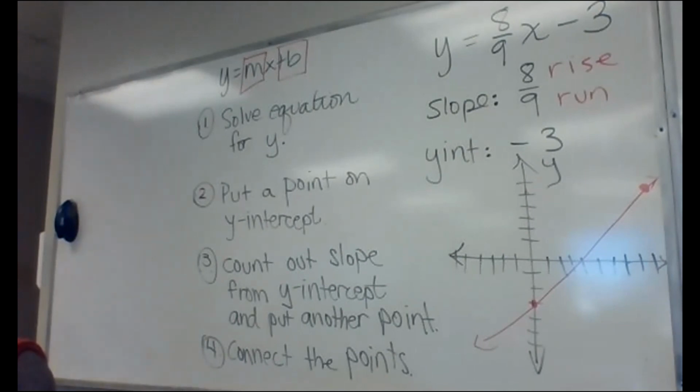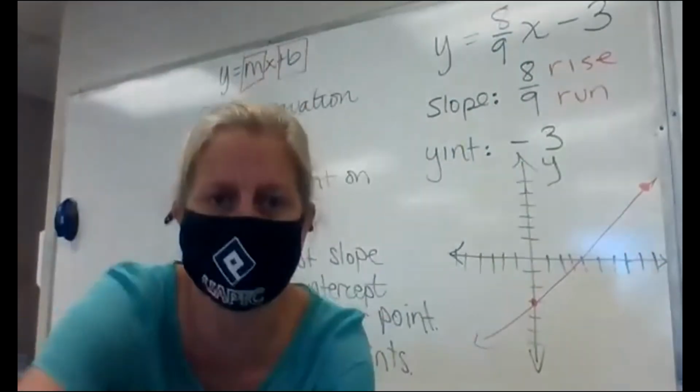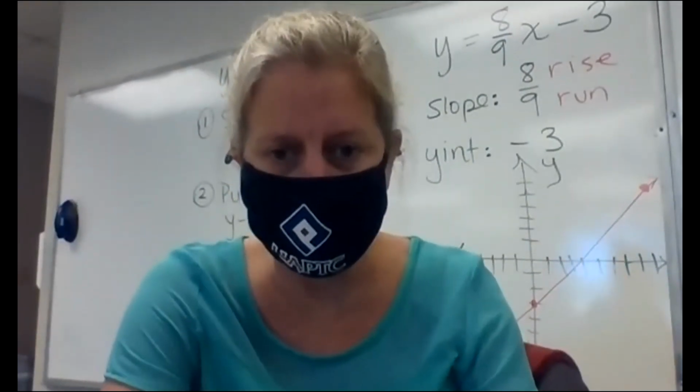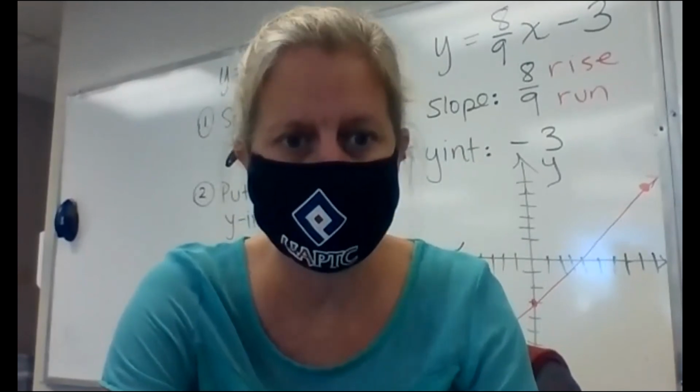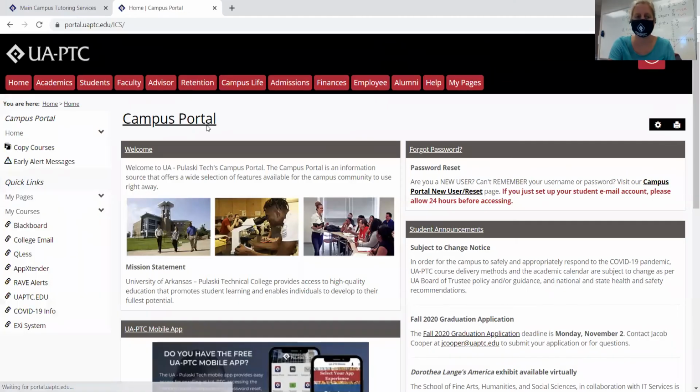So your equation should be in slope-intercept form, correct? I'm going to share my screen for the people at home. Write down your slope and your y-intercept of your line.